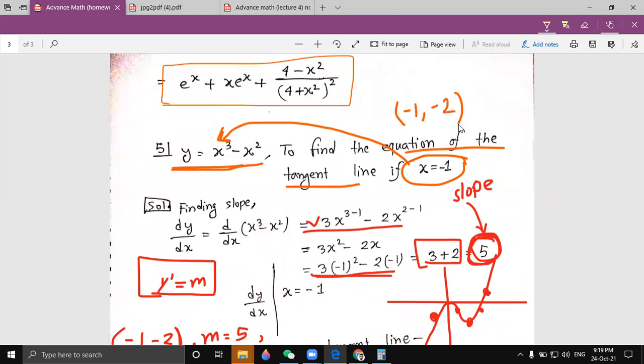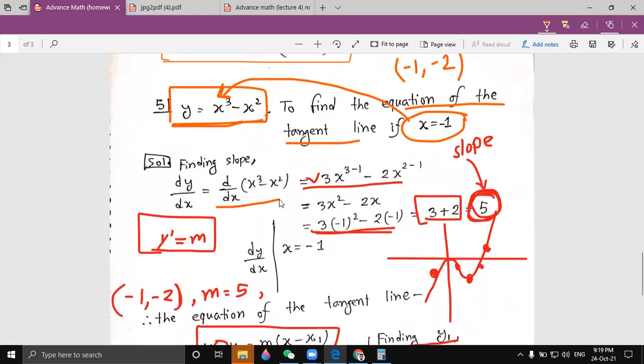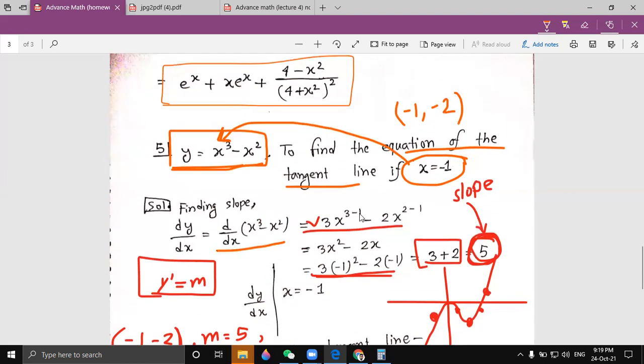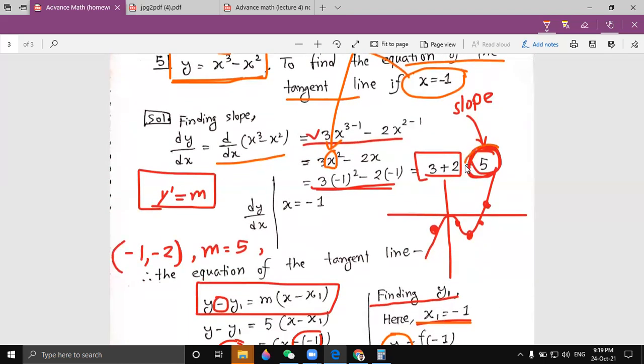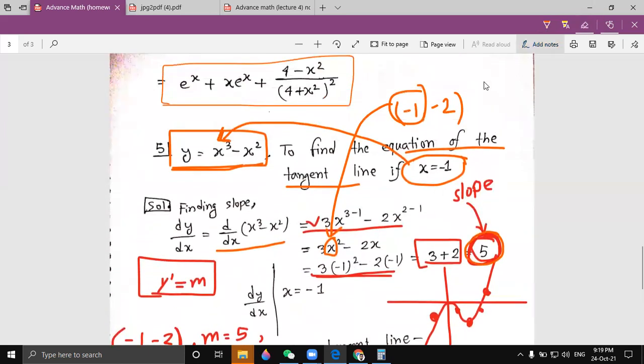Now we have to find the tangent line. So what is the process? Just differentiate this function, then you will get the slope. Here I differentiated this function and got the slope, then in the last line you put the value of x and you get the slope. When you're looking for the slope, we have to substitute x with the values of the coordinates.